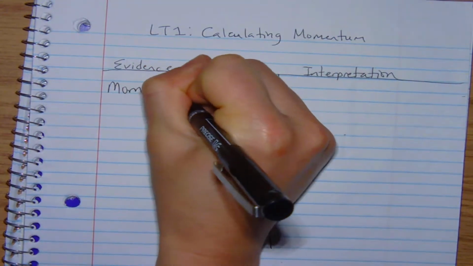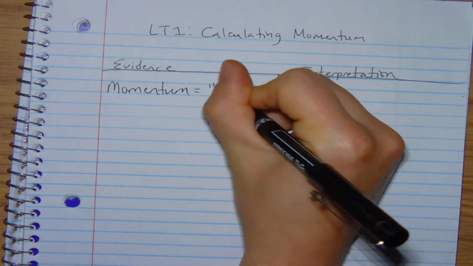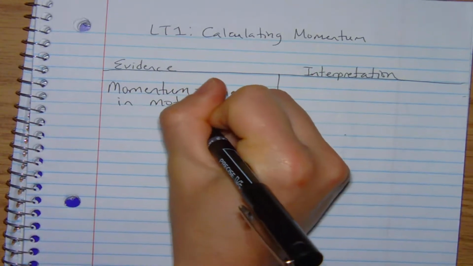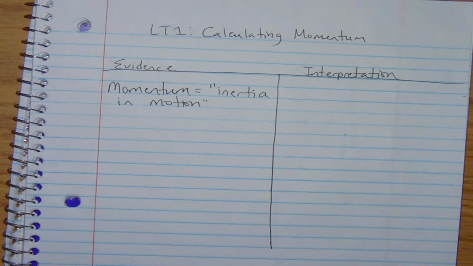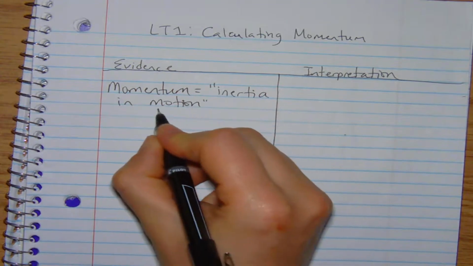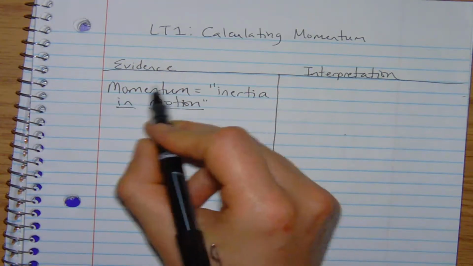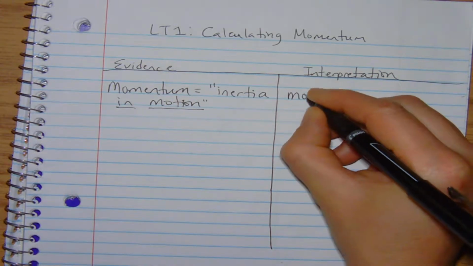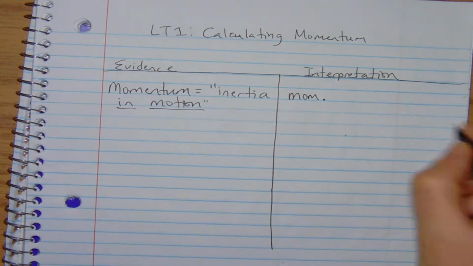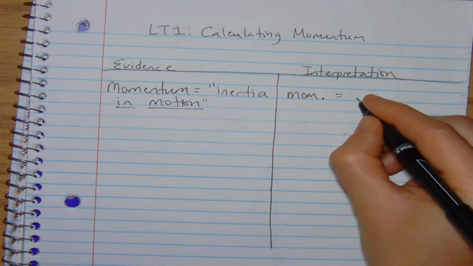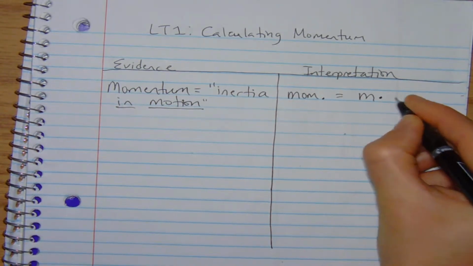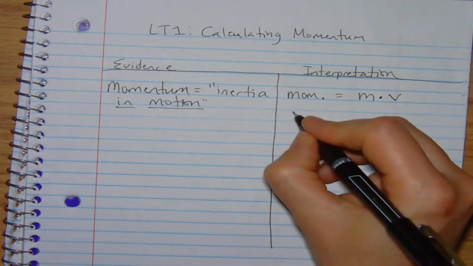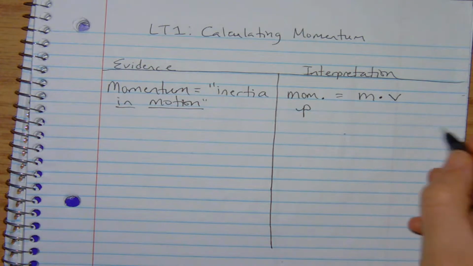Momentum. You'll hear it referred to as inertia in motion. This in motion part is perhaps the most important component of momentum, because what you're going to see is that momentum is the mass of an object multiplied by the velocity of an object. And the symbol for momentum is a lowercase p.